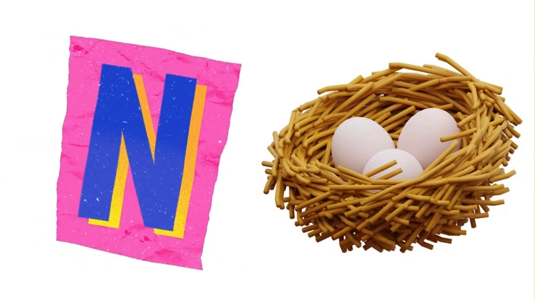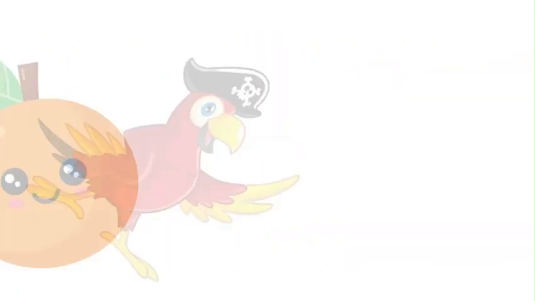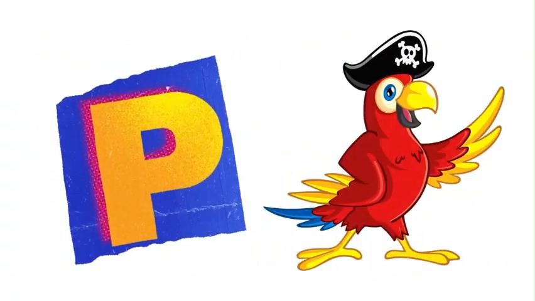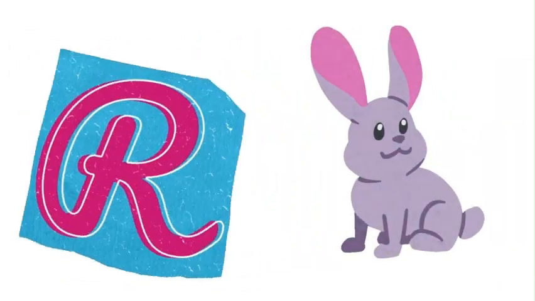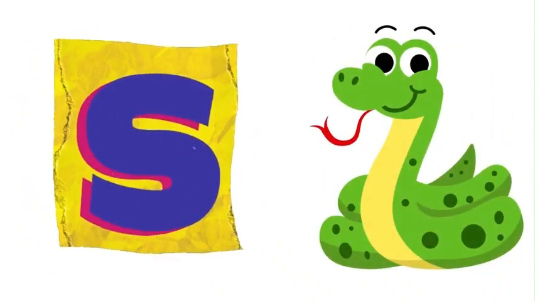O for orange. P for parrot. Q for queen. R for rabbit. S for sparrow. T for tree.